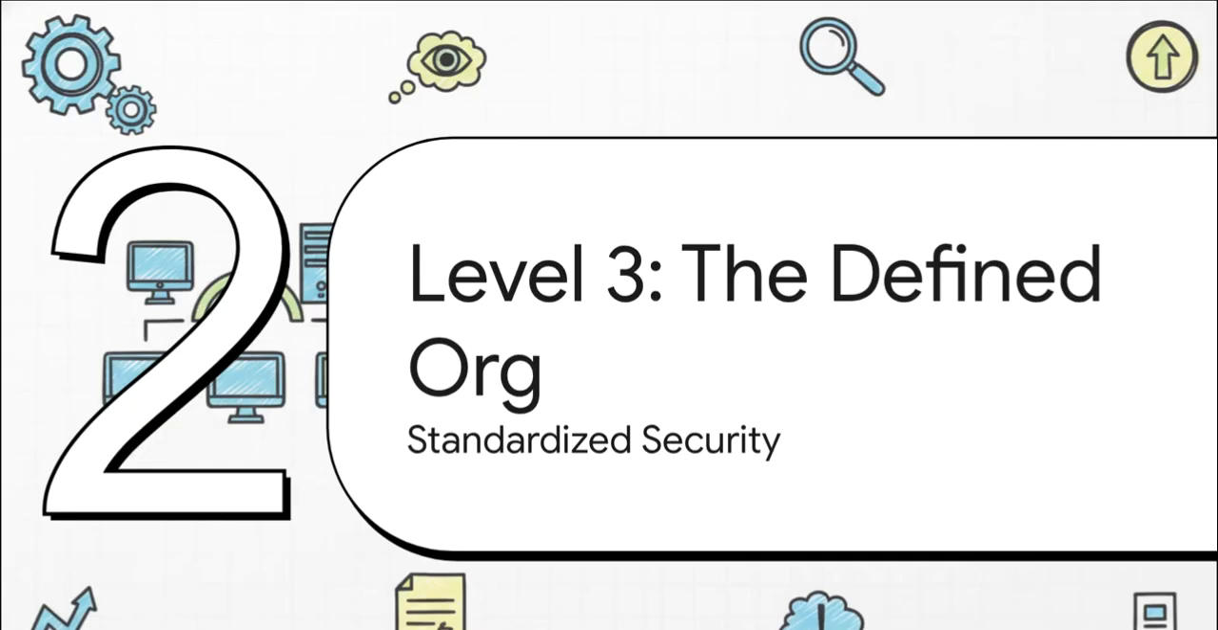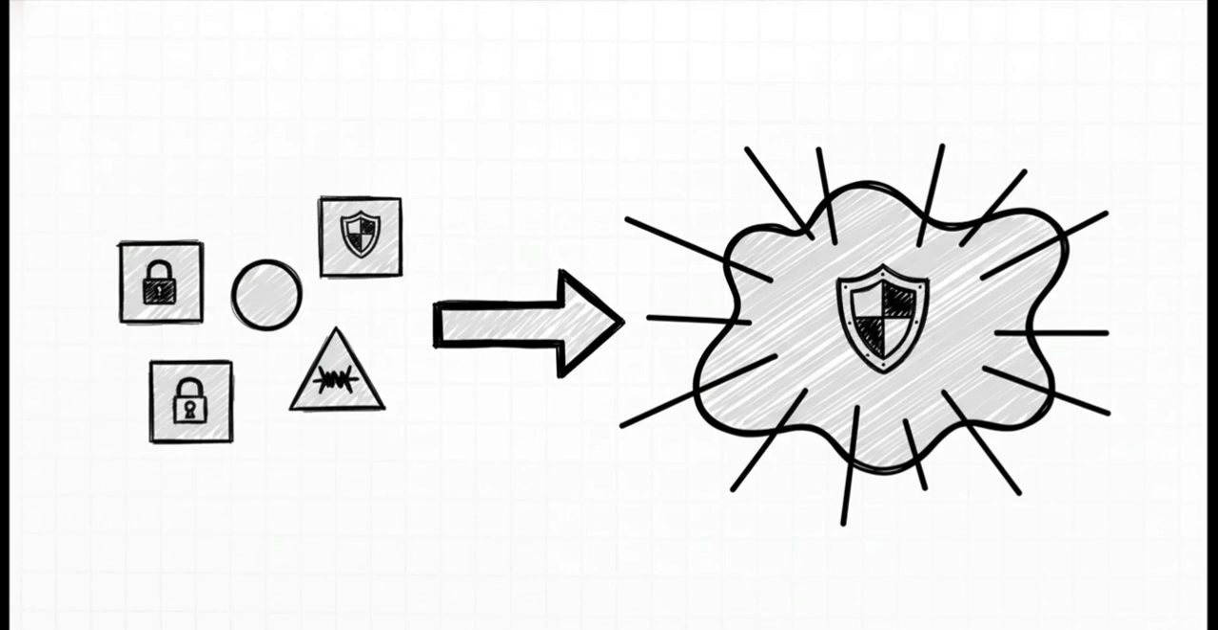Now, having a plan is great, but what happens when every team or every project has its own separate plan? It can get chaotic. That's what the highest level of maturity, Level 3, is designed to solve. So at Level 3, security graduates. It's no longer this ad hoc project-by-project thing. Instead, it becomes a single, standardized, organization-wide system. There is one defined way of doing security, and absolutely everyone follows it.